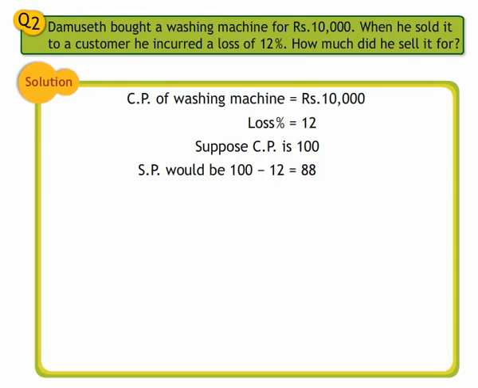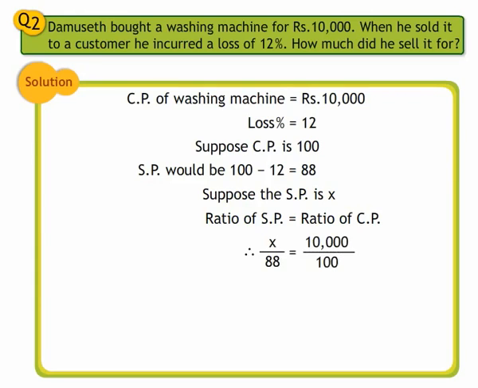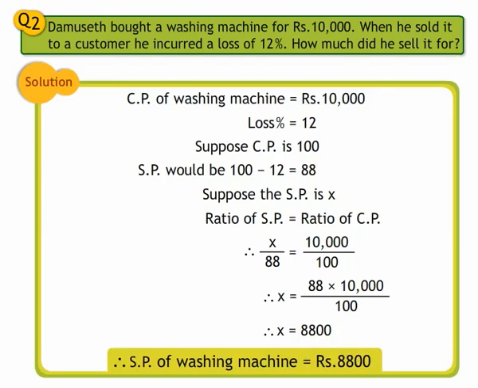Suppose selling price is X, ratio of sale price is equal to ratio of cost price. Therefore, X upon 88 is equal to 10,000 upon 100. Therefore, X is equal to 88 into 10,000 upon 100. On simplification, we get X is equal to 8,800. Hence, selling price of washing machine is rupees 8,800.